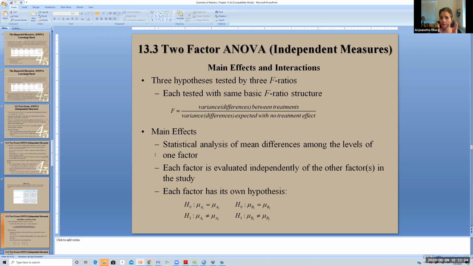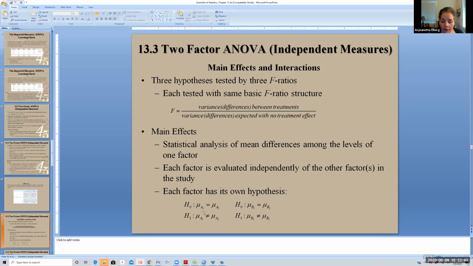And each individual factor is analyzed independent of the other. So we literally act like there was never a second variable, and we just compare those overall means, or what we call those marginal means. And so each factor has its own hypothesis. They have a null and an alternate.